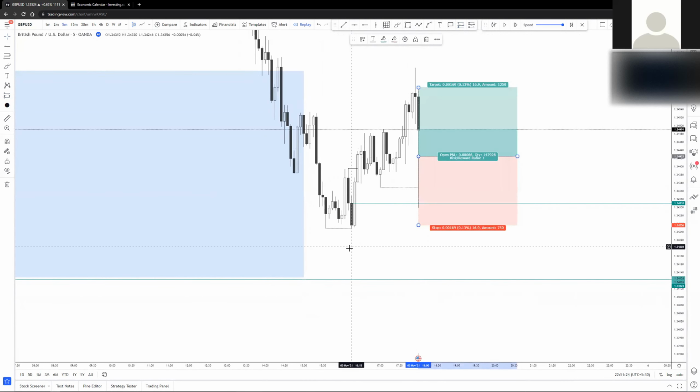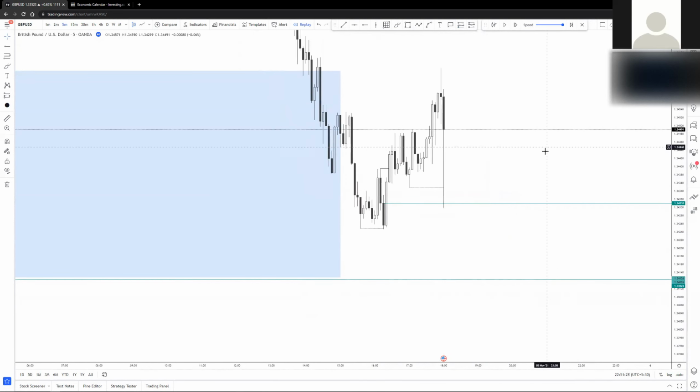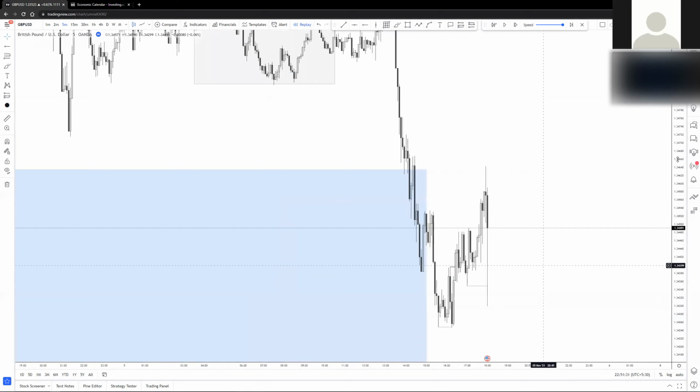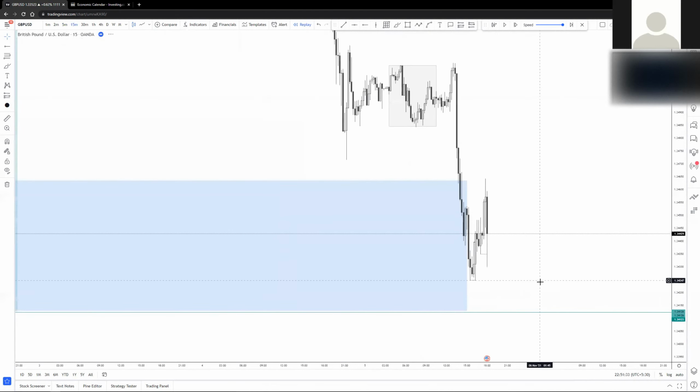Now I was thinking I wanted to buy here, but the spreads were too high. If I bought it here, my stop loss would be below that, and that's 18 pips. I don't want that. So I let it go. That's it. I was waiting for the next day.